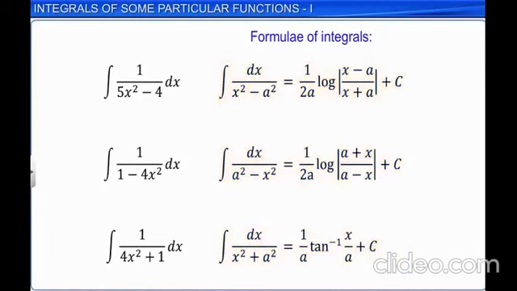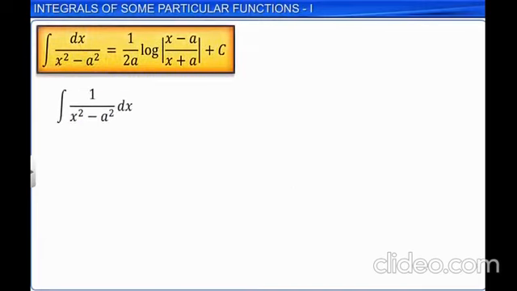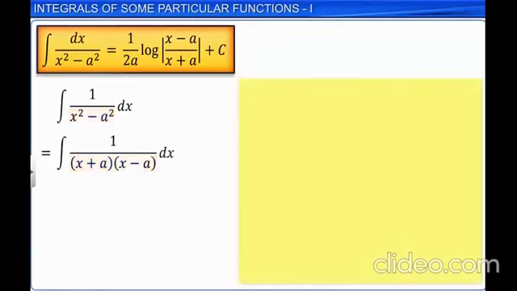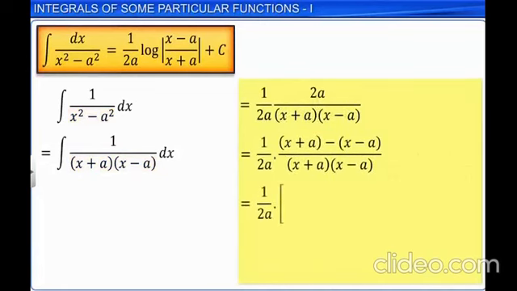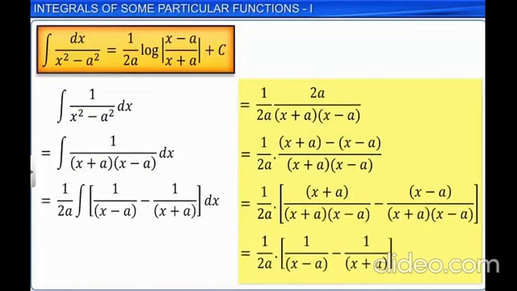Let's begin by verifying the standard formulae. Let's take the integral of 1 upon x squared minus a squared dx. The denominator can be expressed as the product of x plus a into x minus a. Now, we split the integrand into fractions. On doing so, we get 1 upon 2a times of integral of 1 upon x minus a minus 1 upon x plus a dx.